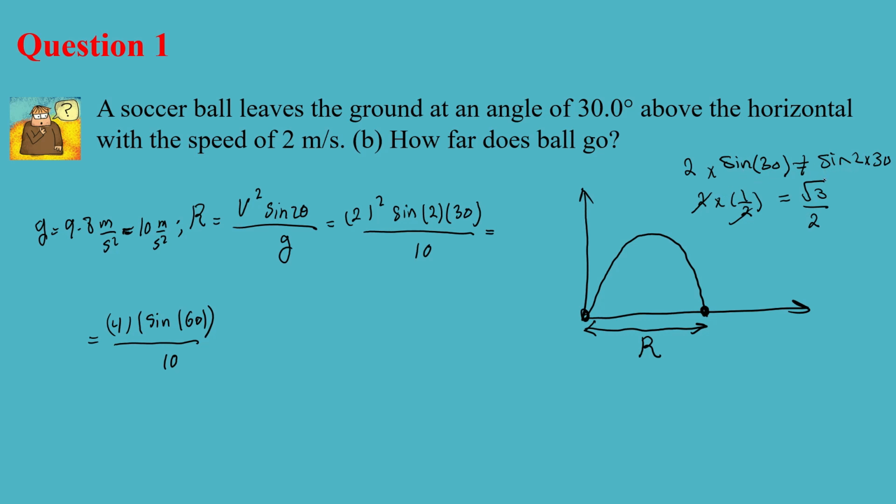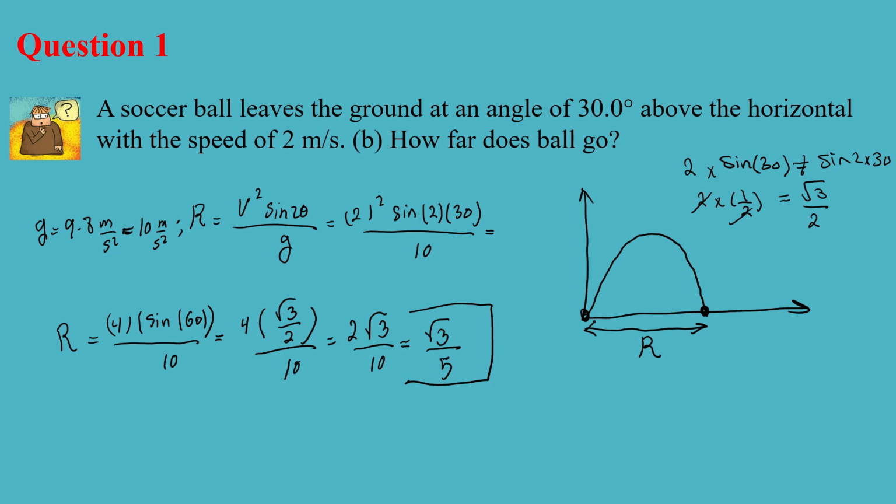So then if I substitute this, it's going to be 4 times the square root of 3 over 2, over 10. So that is equal to 2 root 3 over 10, simplified like this. That is going to be my final answer for R.